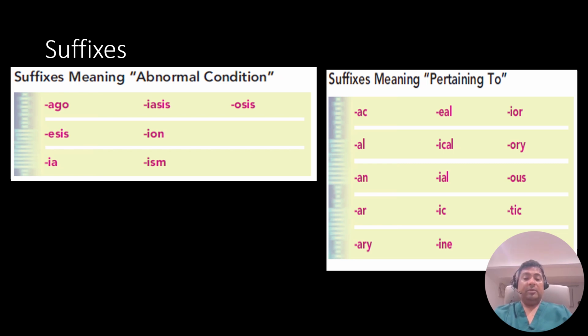The suffixes that mean pertaining to, the most common ones are -ac, -ic, and -ary.